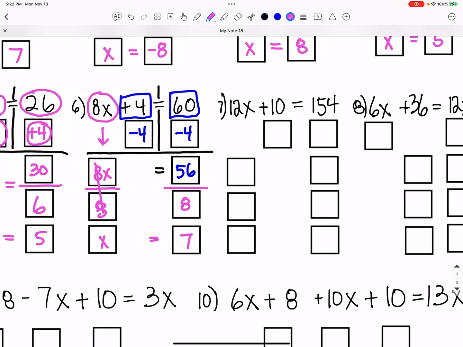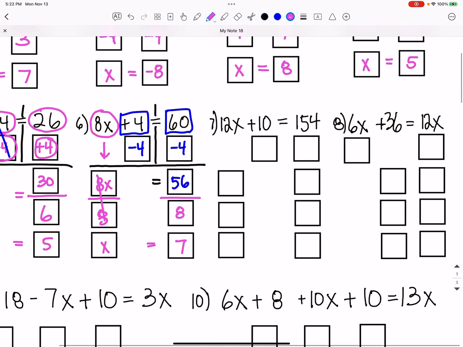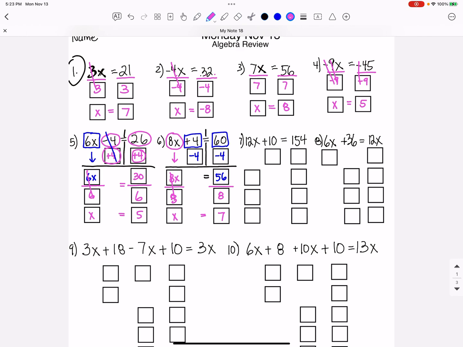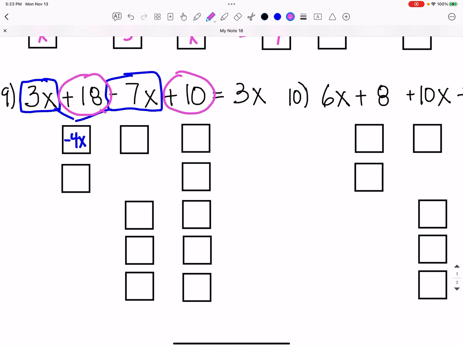You can see what we're doing when you line up your work. Okay, over here. You should be able to do those yourself. They're exactly the same. If I have 3x's and -7x's on the same side, really what I have is -4x's. If I have 18 and 10 on the same side, really what I have is +28. So -4x plus 28 equals 3x.